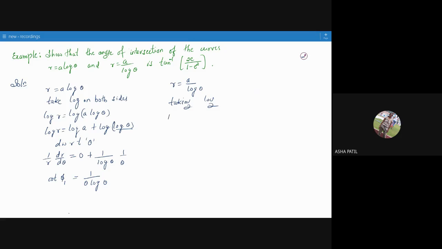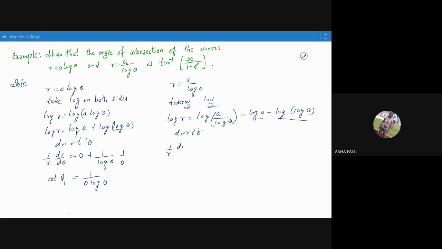Taking log, we have log r is equal to log a by log theta. So it is log a minus log of log theta, by applying the property of log a by b equal to log a minus log b. Now we'll go for differentiating with respect to theta.